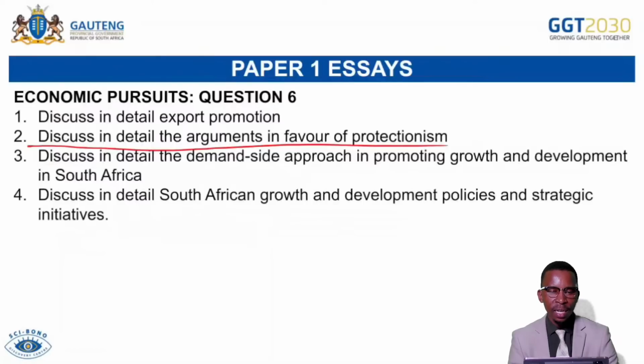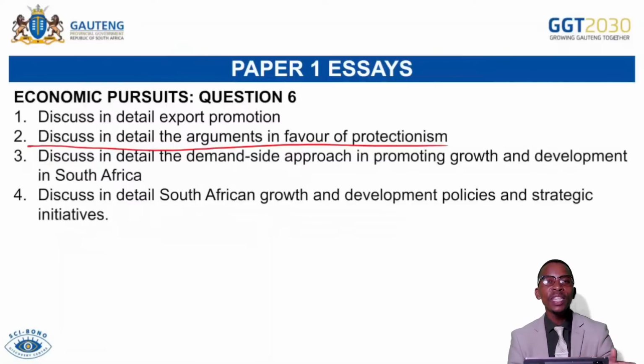And then discussing in detail South African growth and development policies and strategic initiatives. In this situation, remember, we are talking about 11 policies. So we have RDP, GEAR, ASGISA, JIPSA, NDP, NGP, and then we talk about also EPWP, SBST, and SBSP, and then Triple BE, etc.